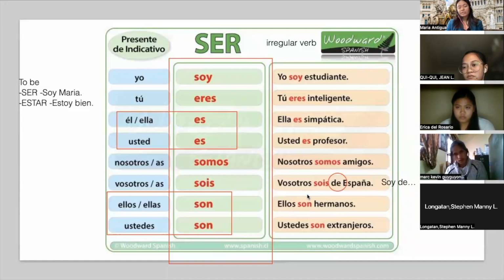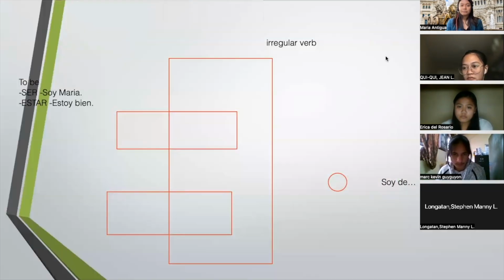What is extranjeros? Stranger, ma'am. Yeah, stranger or foreign, no? Kaya 'di ba, we have extranjero, 'di ba? Stranger. So it's a cognate, Filipino Spanish cognate of extranjeros. But that means foreign or stranger, foreigner, parang ganun. Okay? Good. Moving on.